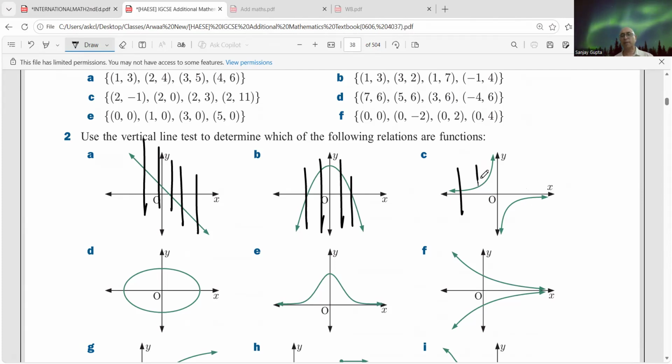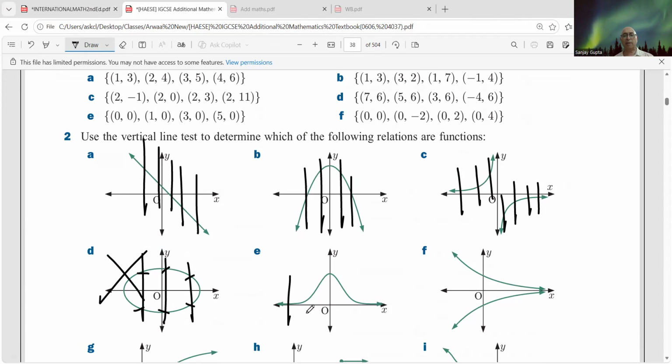This one, yes, this is also a function. Please see. The fourth one is a graph of an ellipse in which any line that you draw will be cutting the graph at more than two places. So this is not a function. Here, this is also looking good.